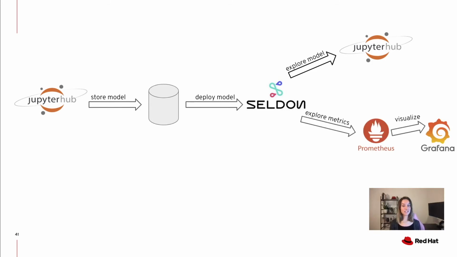But of course, it's not just the data scientists. You could also have an SRE type path. And they would want to be looking at exploring the metrics that Prometheus is gathering from the model or even the overall cluster and seeing how a deployed model is affecting the cluster health as a whole.